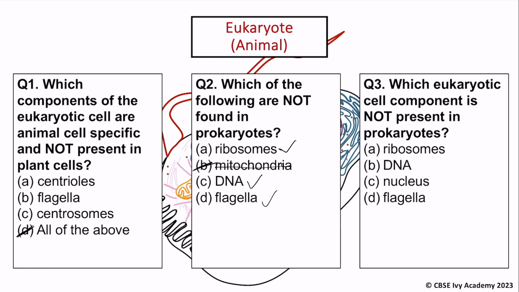Which eukaryotic cell component is not present in prokaryotes? Ribosomes, DNA, nucleus, or flagella? And the answer is nucleus, because that is a membrane-bound organelle. Instead, prokaryotes store their DNA in the nucleoid.